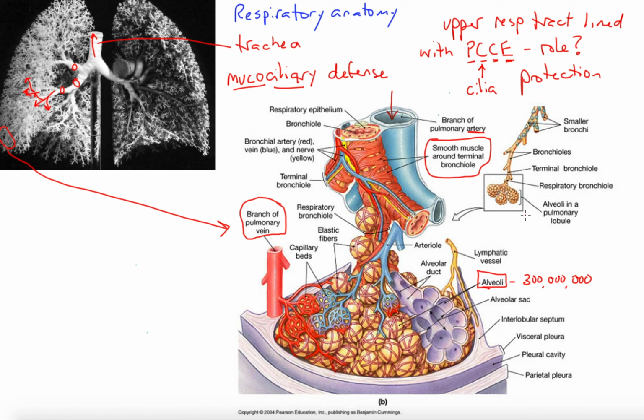Why? Because of Fick's law, right? Fick's law explains the factors which maximize or minimize diffusion, however you want to look at it. And surface area is one of them, right? And so having so many of these little tiny alveoli increases the total surface area of the lung.